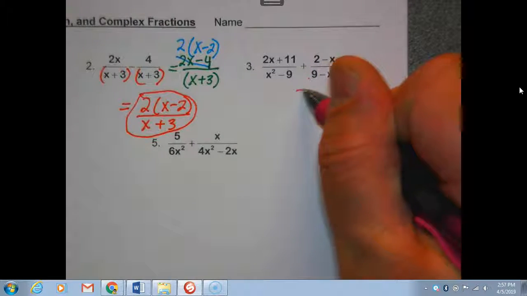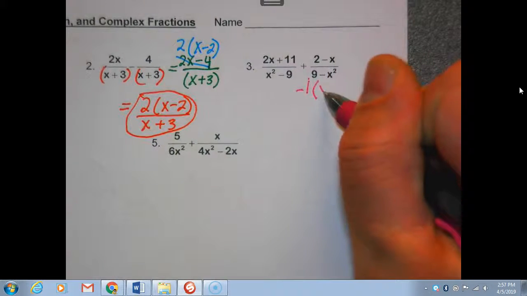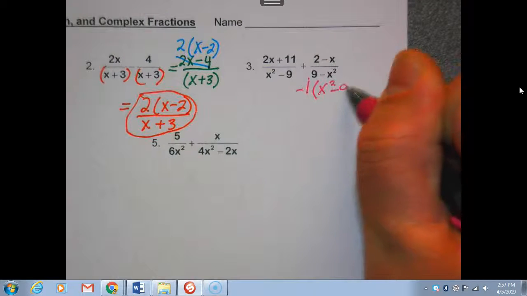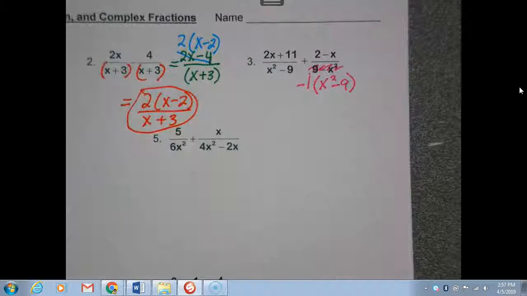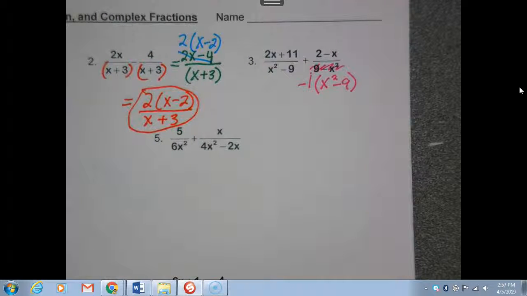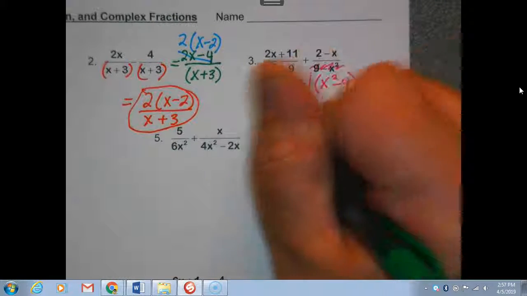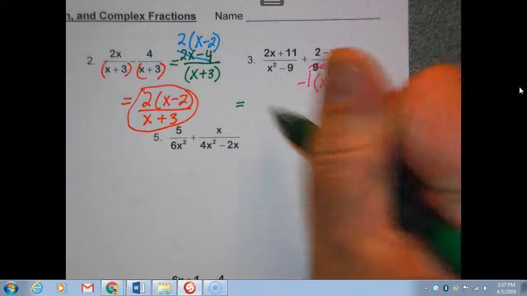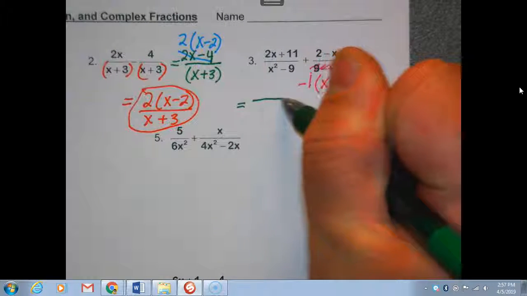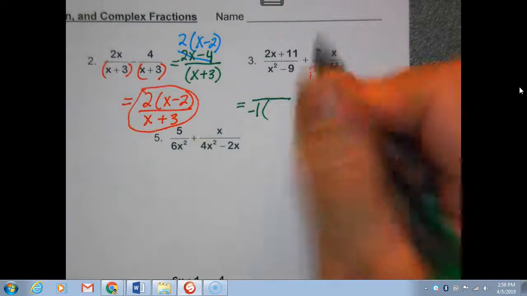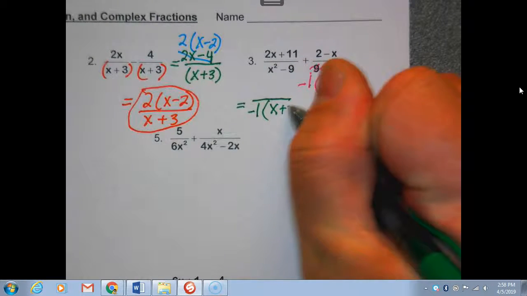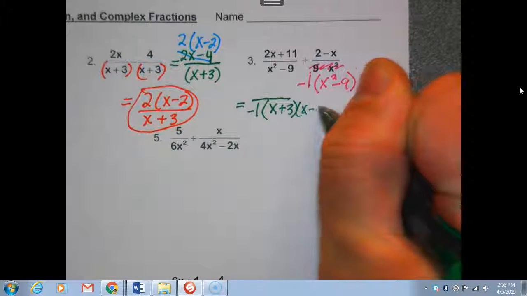We're going to take a negative 1 out, and we'll have our x squared minus 9. Okay. So what's going to be my least common denominator now? X negative 1. Now, can I factor x squared minus 9? X plus 3, x minus 3. It's a difference of squares.